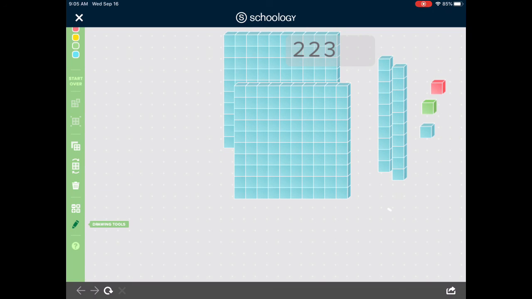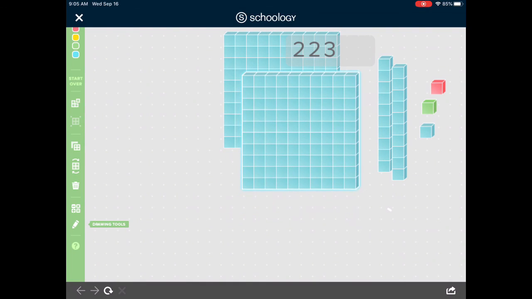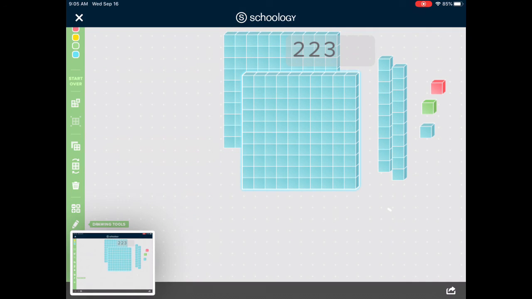And I'd like you to record, let's try out at least 5 of these. Make at least 5 numbers of your own. And write them down in numbers and write them down with these cool little blocks that you can move around. And when you're done, take a screenshot by pressing the home button and the power button at the same time. That'll produce that little screenshot. Upload those screenshots to Schoology to show me that you finished this work.